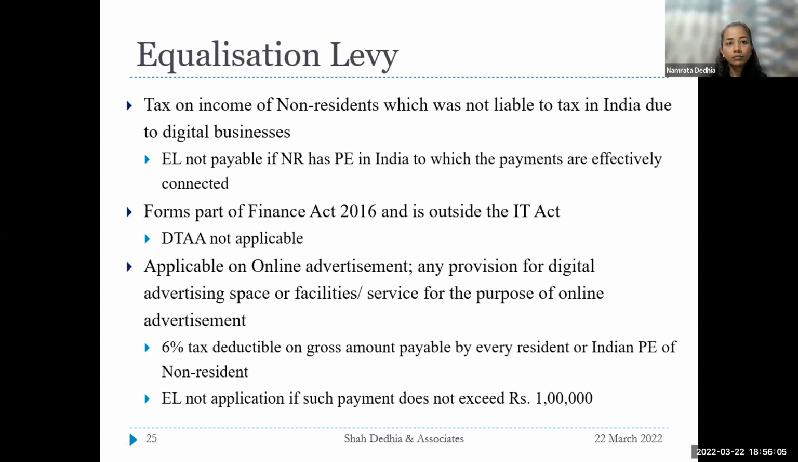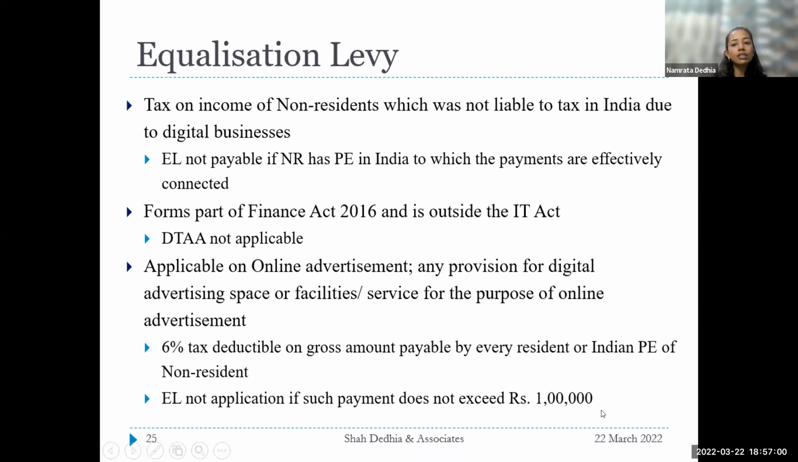Equalization levy, again broadly introduced to deal with digital businesses. Two types of equalization levies exist. One is payment in respect of online advertisement or provision of digital advertising space or facilities for the purpose of online advertisement, etc. So basically, payments to Facebook or Google for online advertisements are all subject to equalization levy, assuming the payment is made to a non-resident or a foreign company. Most of these also have Indian entities, and if you are making payment to the Indian entity for the online advertisement, then equalization levy doesn't apply. The normal domestic law provisions apply. So if the threshold of 1 lakh is exceeded, then an equalization levy of 6% applies on the gross amount.